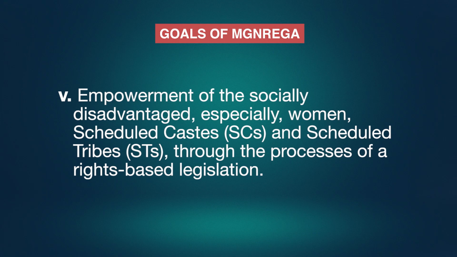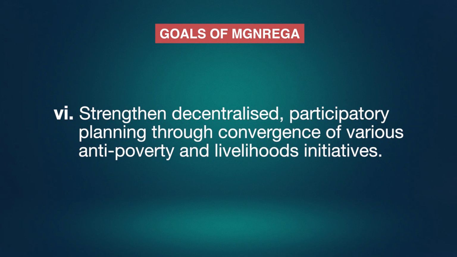The next important goal is empowerment of the socially disadvantaged and marginalized communities such as scheduled castes, scheduled tribes, women, as well as ensuring that they have a guaranteed wage employment. The next important goal is to provide for a right-based productive employment opportunity. The next important goal is to strengthen decentralized participatory planning through convergence of various anti-poverty and livelihood opportunities. This means that instead of a top-down model of implementation of social welfare, MGNREGA tries to provide for implementation of social welfare through a bottom-up model through more participation of the rural local governing institutions.